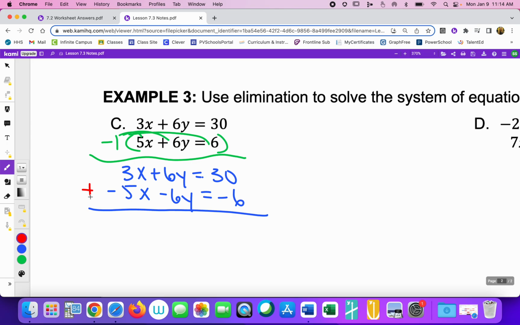So if you want to get the hang of that, you could do that this way. This would still eliminate those, because now 6 plus negative 6, we would still get a negative 2x equals 24. So it doesn't matter if you think about it as subtracting or multiplying a line by negative 1, then adding. It's the same thing. Yes?